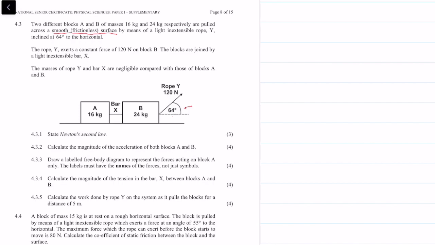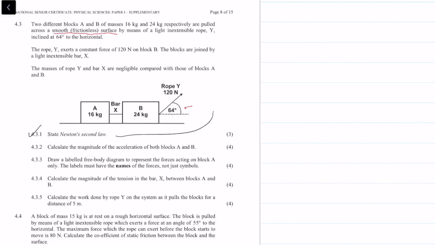Newton's second law. That's three marks because it's a definition. I'm not going to write the definition, but essentially it says that when a net force is applied on an object, it accelerates in the direction of the net force, and the acceleration is directly proportional to the net force and inversely proportional to the mass.